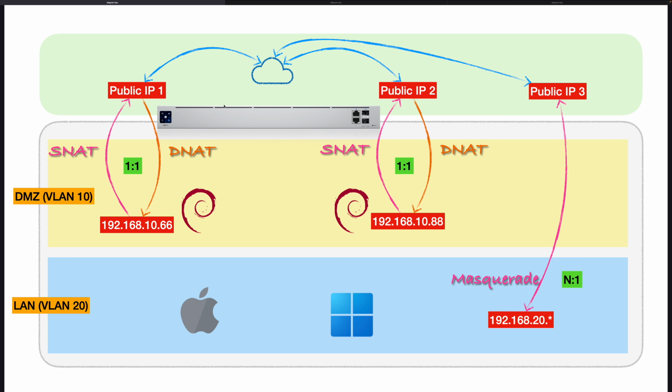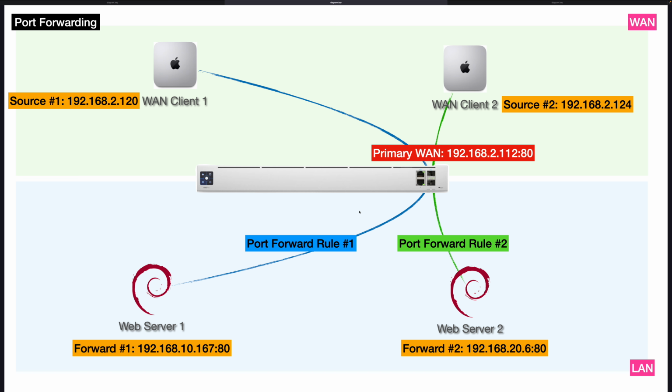By using a UniFi gateway, you can easily set up one-to-one NAT so that from the internet, your clients can access your servers which are hosted behind your router. Or you can rely on the regular many-to-one NAT. Then you configure port forwarding. You can achieve a similar effect.